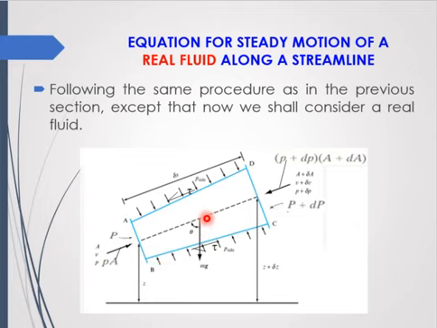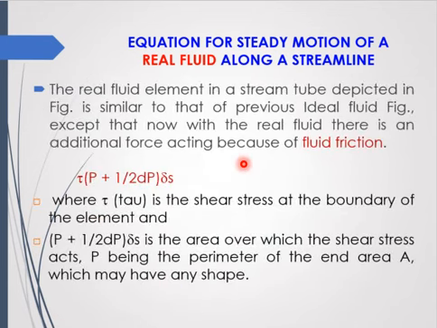So the only difference between the previous figure and this figure is this shear stress, which is acting along the boundary. Because in ideal fluid there is no viscosity, there are no shear stresses, but in real fluid viscosity exists, and hence shear stresses exist on the perimeter. So the real fluid in a stream tube depicted in the figure is similar to the previous ideal fluid figure, except that with the real fluid there is an additional force acting because of fluid friction.